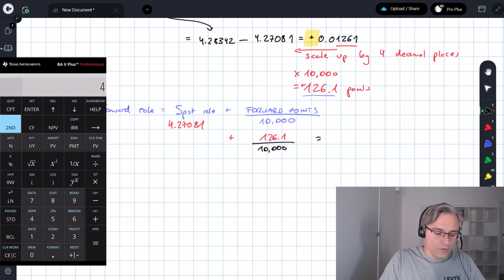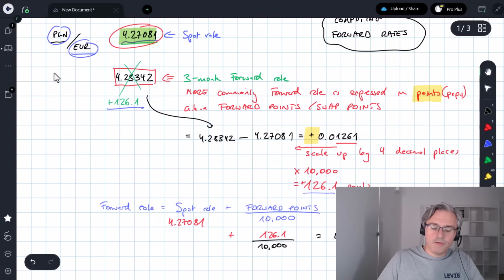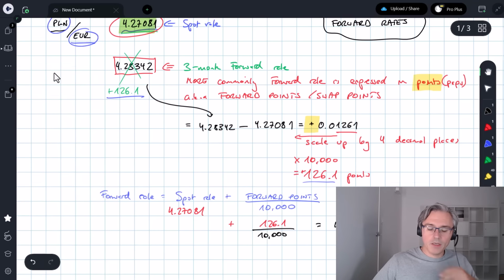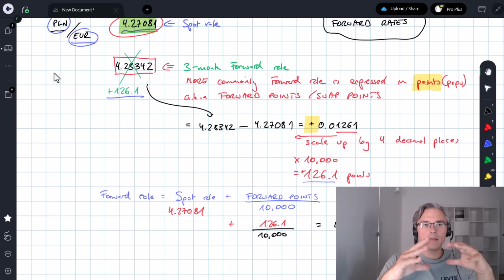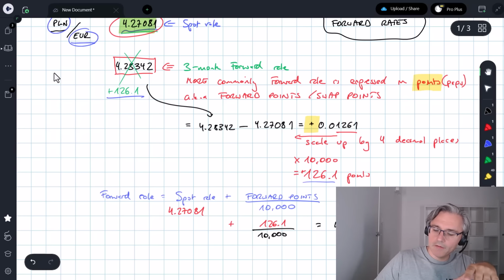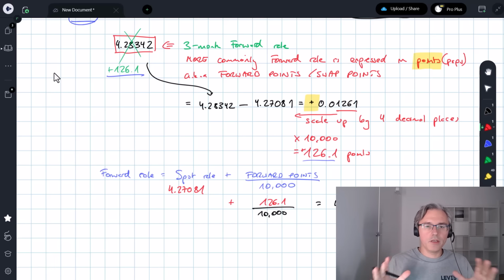So 4.27081 plus 126.1, but divided by 10,000, and you get 4.28342, which was the original 3-month forward rate that I wrote down. So I've just given you 2 ways to think about it, either in points or as an actual forward rate. But both quotations are used, and you should be quite flexible and agile to work from one to the other.